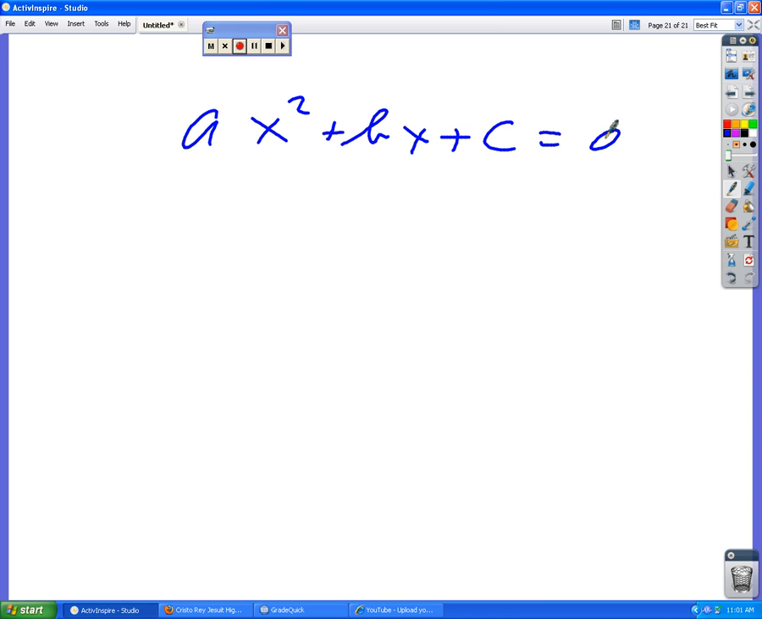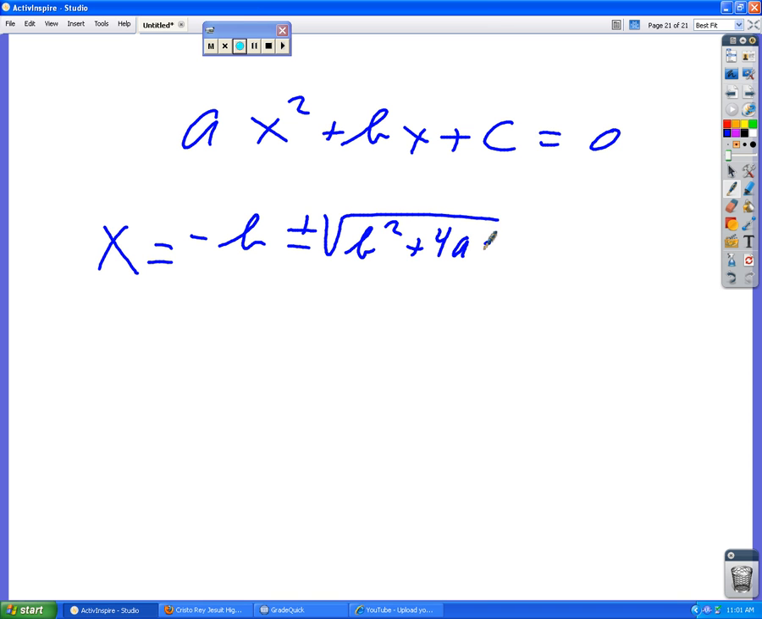And when he completed the square, he came up with the fact that x was equal to negative b plus and minus, you need to know this formula, the square root of b squared minus 4ac all over 2a. Okay?